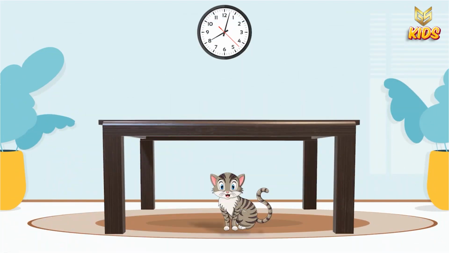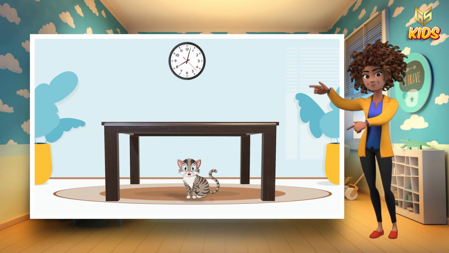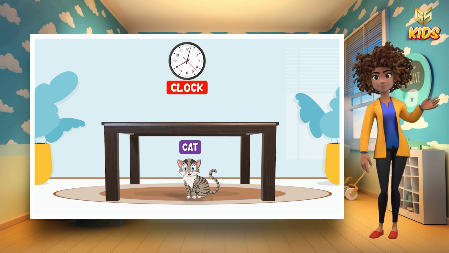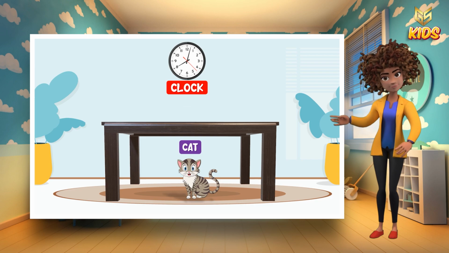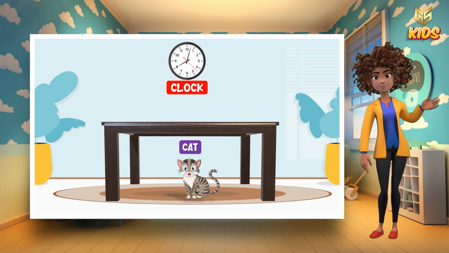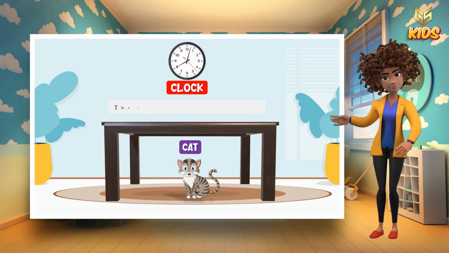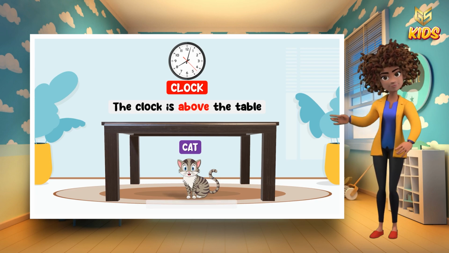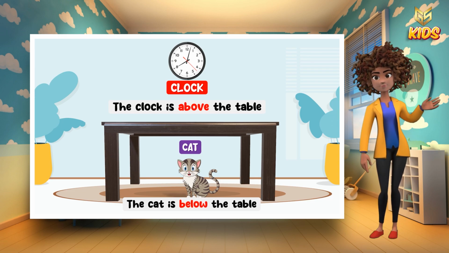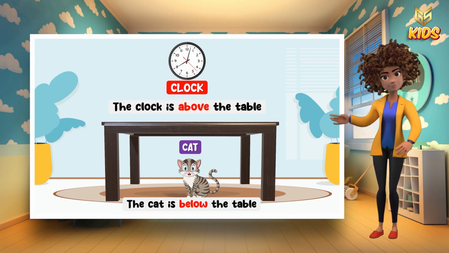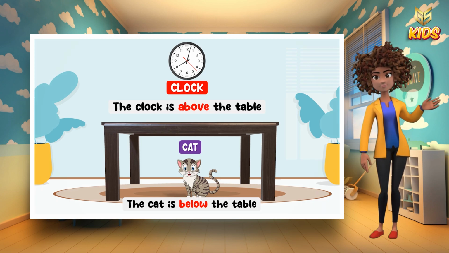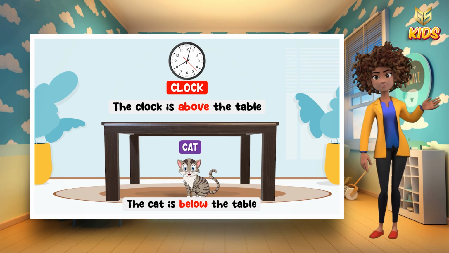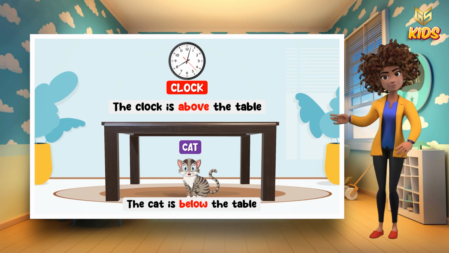Now look at this picture. Here there is a table, and here there is a clock, and here this is a cat, right? Now which one is above and which one is below here? Can you tell me, children? Here the clock is above the table, and here the cat is below the table. Isn't it very easy to understand? The clock is above because it is in a higher level. The cat is below because it is in a lower level than the table.